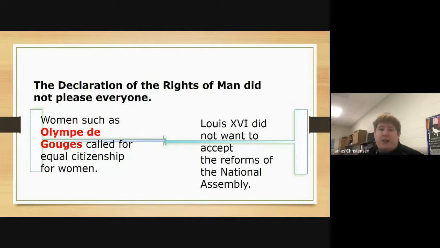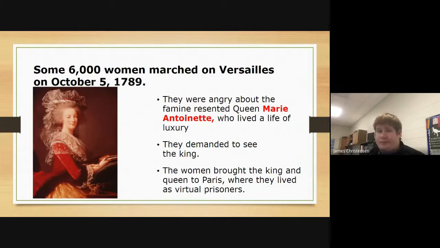So the Declaration of Rights of Man did not please everybody. Women such as Olympe de Gouges called for equal citizenship for women. Louis XVI did not want to accept the reforms of the National Assembly, so that made things worse. So as a result, in October of 1789, some 6,000 women marched on the Palace of Versailles.